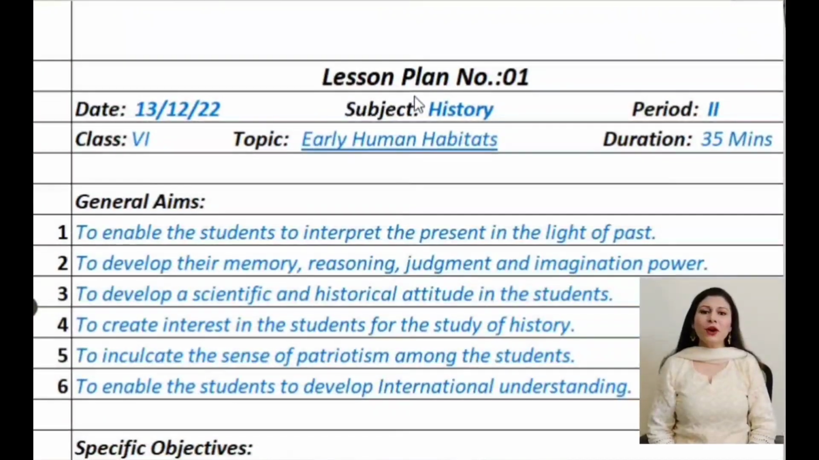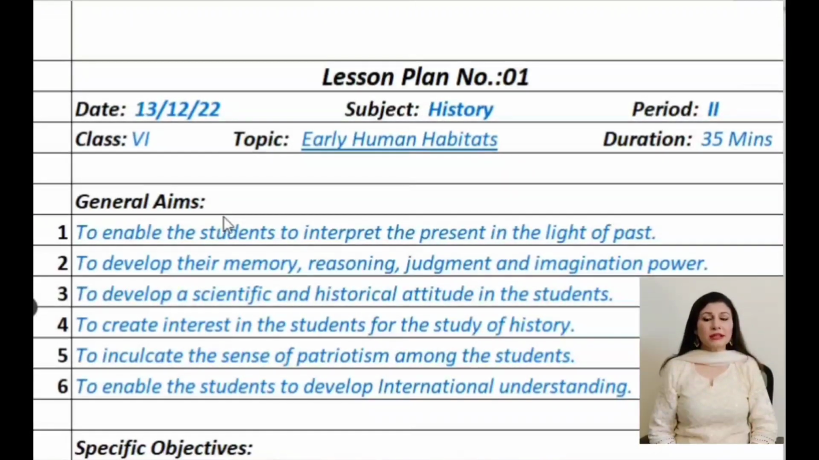So first of all, on the top we'll write lesson plan number. So this is lesson plan number 1. Then we'll write date, class, subject, which is history, topic, which is early human habitats, period and duration, which is 35 minutes over here. Then we'll write general aims.